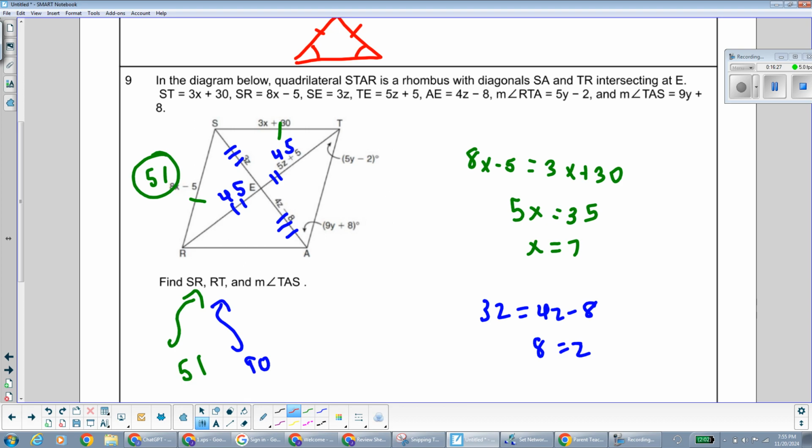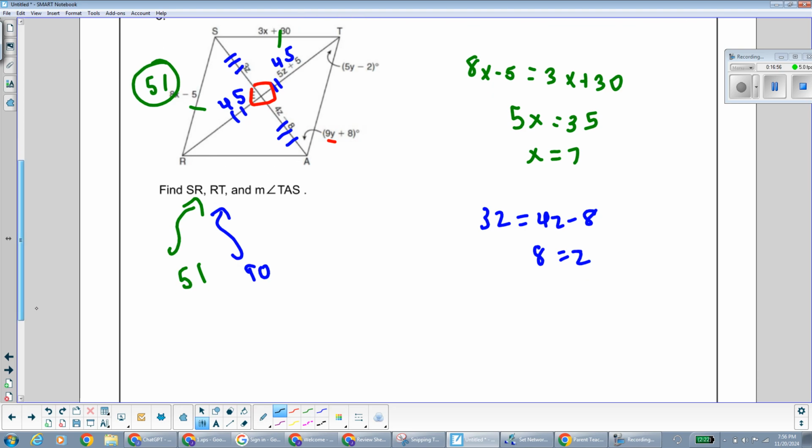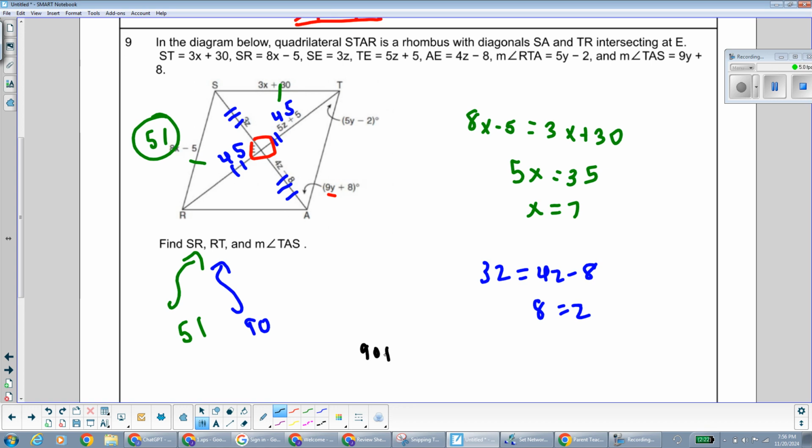Angle TAS, that's represented with Y. What I'm going to need here is that diagonals of a rhombus are perpendicular. So over here, this is a right triangle, and I'm definitely going to need that. Now I can make an equation that says if I add all three of the angles together, it needs to make 180 degrees because all three angles of any triangle make 180. I'm going to get a little bit more space for this. So 90 plus 5y minus 2 plus 9y plus 8 equals 180.